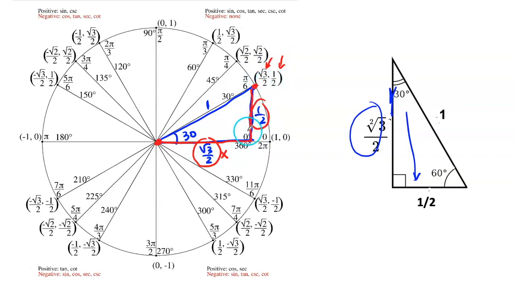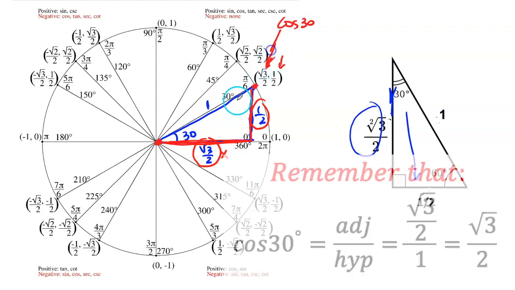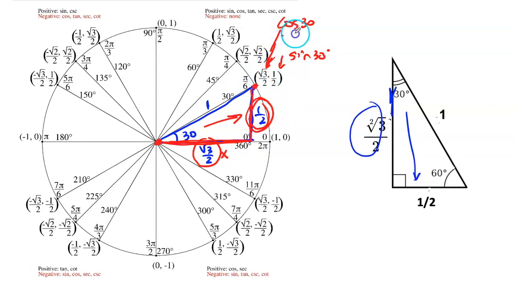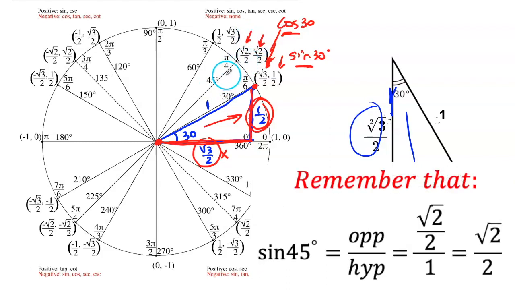What's going to happen is 30 degrees, okay? If we go back, the cosine is the x value. So cosine of 30 is the x value. Sine of 30 is the opposite. So sine of 30 is 1/2. So my x coordinate will give me the cosine. The y coordinate will give me my sine. All right? That goes for every single one of them. This is 45 degrees. So this is your cosine of 45. This is your sine of 45.